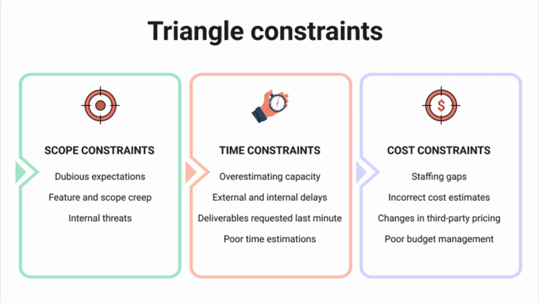And then we have time constraints, like poor time estimations, like overtiming or undertiming, and also external and internal delays that we don't have control over, and also incorrect estimation methods that the team has used. And then we have cost constraints, such as incorrect cost estimation, changes in pricing, and poor management of the budget. So those are the three constraints.